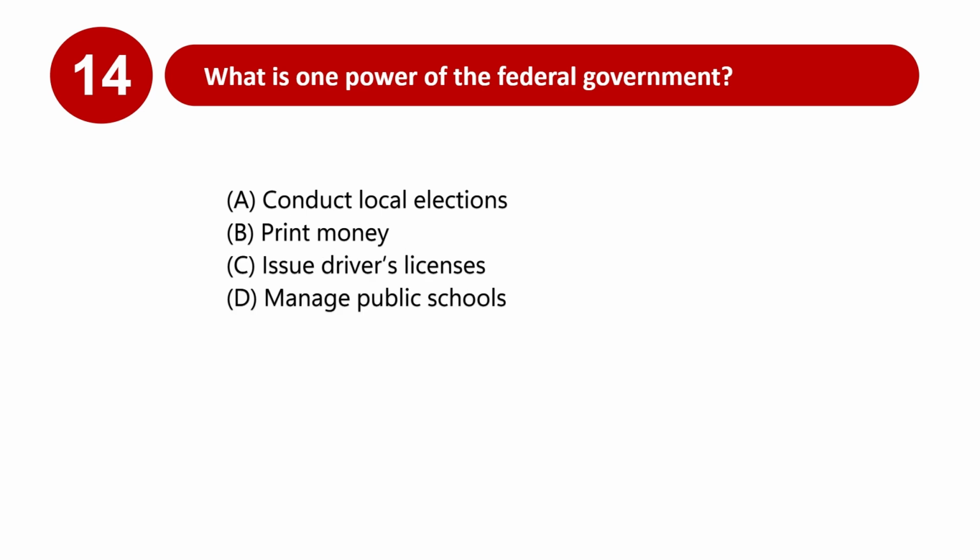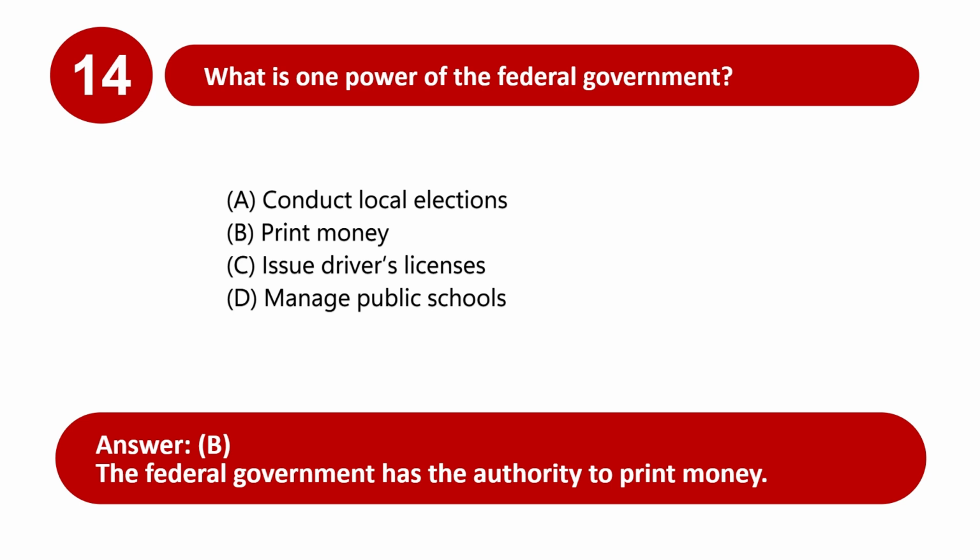What is one power of the federal government? A. Conduct local elections. B. Print money. C. Issue driver's licenses. D. Manage public schools. Answer B. The federal government has the authority to print money.